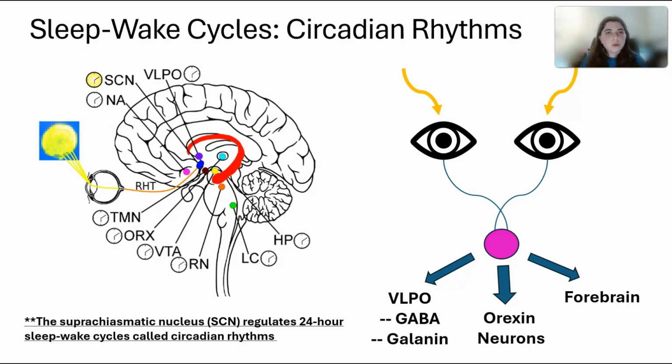the ventrolateral preoptic nucleus, or VLPO for short, will release inhibitory neurotransmitters like GABA and galanin, and when there are more inhibitory neurotransmitters, there's going to be a reduction in your levels of alertness. And so the VLPO is very important for decreasing levels of alertness in the brain when you're transitioning from being awake to being asleep. Additionally, as I mentioned before, orexin is very important for regulating these sleep-wake cycles, and so there's a lot of coordination between the SCN and orexin neurons. And because your forebrain is going to be responsible for a lot of your cortical activity, there's going to be a lot of communication between the SCN and the forebrain as well.